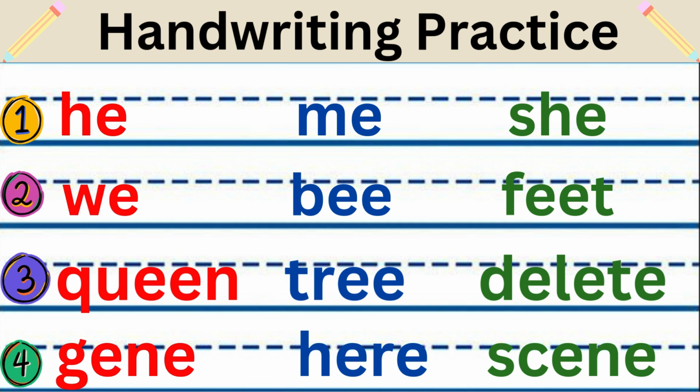The words on line 1 are he, me, she. The words on line 2 are we, be, feet. The words on line 3 are queen, tree, delete. The words on line 4 are Jean, here, seen.